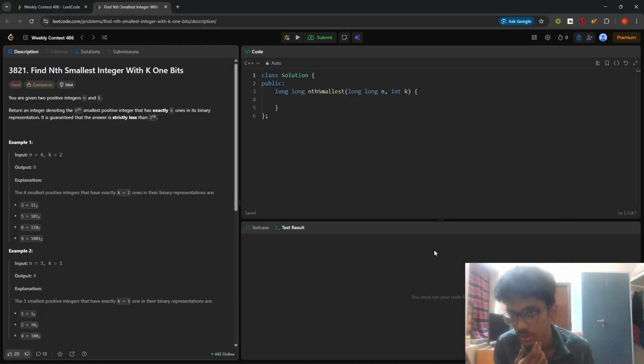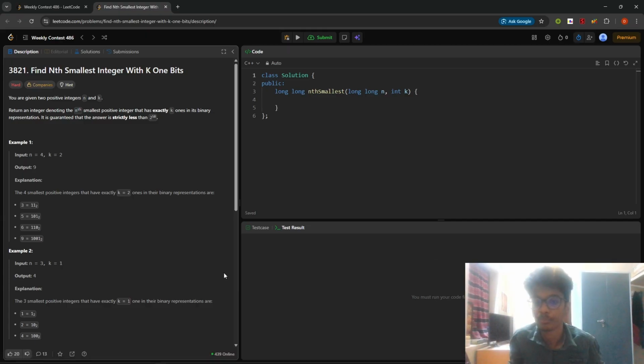You're given two positive integers n and k. Return an integer denoting the nth smallest positive integer that has exactly k ones in its binary representation. It is guaranteed that the answer is strictly less than 2 power 50. Is that clear? So what do we need to do?